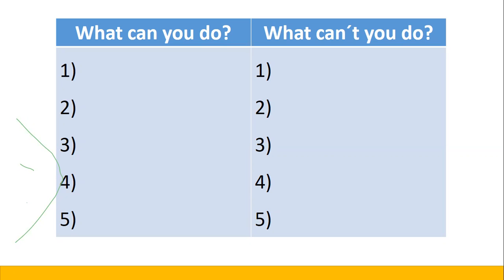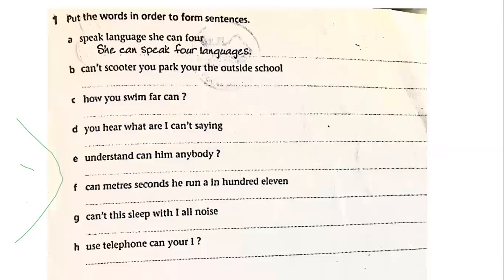Okay, so let's continue with this exercise. Put the words in order to form the sentences. For example, in this case, could you please, Jennifer, turn on your audio, please? Thank you, Jennifer. Ready? 5, 4.